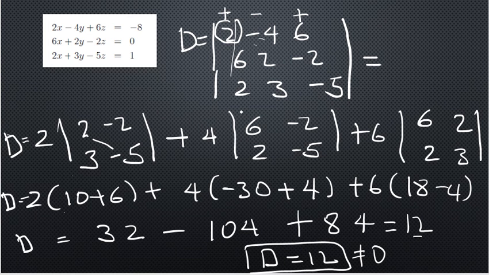But when we are trying to find dx, we have to replace the first column. As you see here, the first column, all these numbers will be replaced by the constants here. The constants here are -8, 0, 1. Okay, let us do that one.